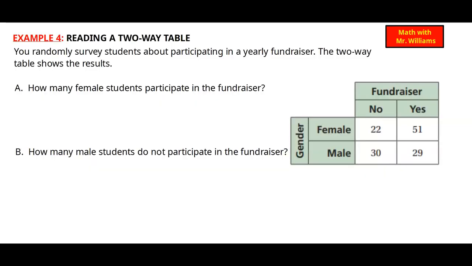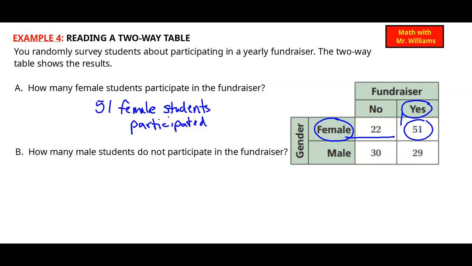Math with Mr. Williams. Example 4. Reading a two-way table. You randomly survey students about participating in a yearly fundraiser. The two-way table shows the results. A. How many female students participated in the fundraiser? All right, so we're looking for female and the ones that actually participated, not the no's. So we see that aligns with the 51. So 51 female students participated.